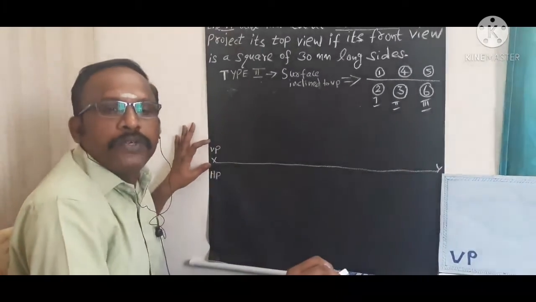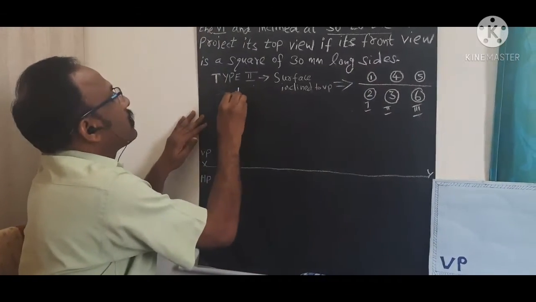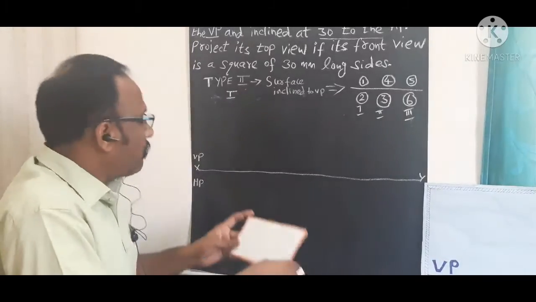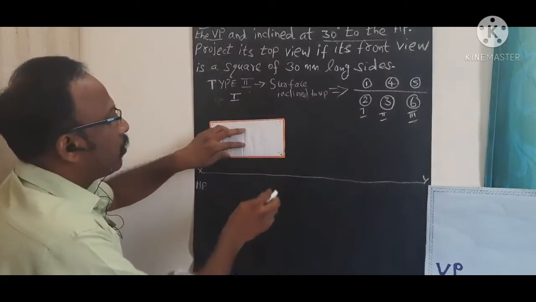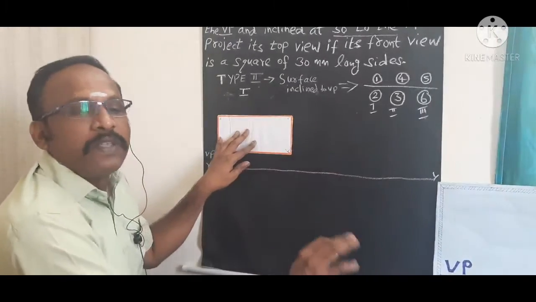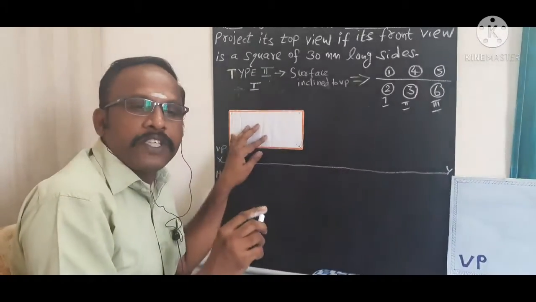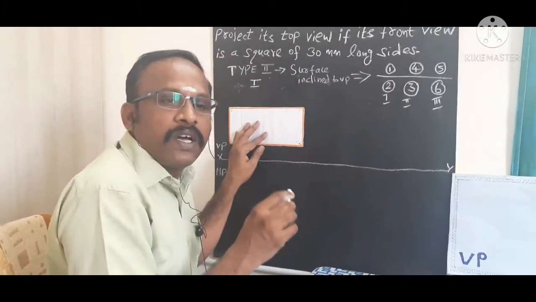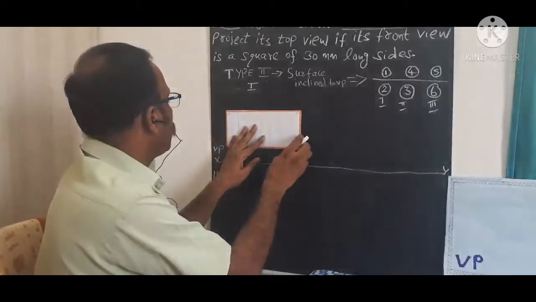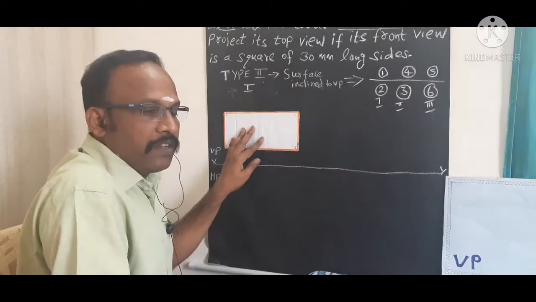Now I am going to draw step number 1 in stage 1. This is stage 1. Step 1 is the front view. So already I told you to consider the surface parallel to VP, because this is a type 2 problem. Surface inclined to HP means first you need to consider the surface parallel to VP, then draw the corresponding front view.